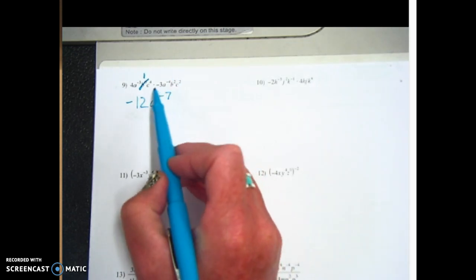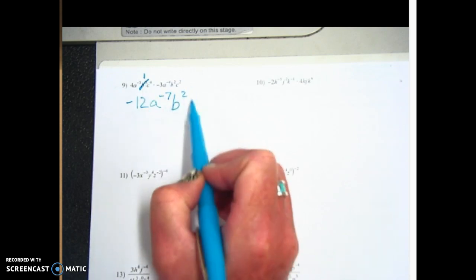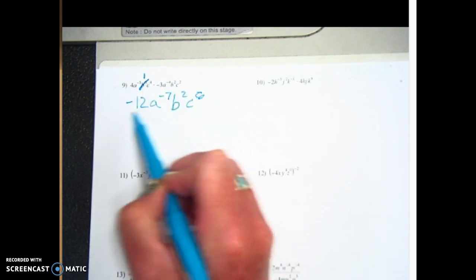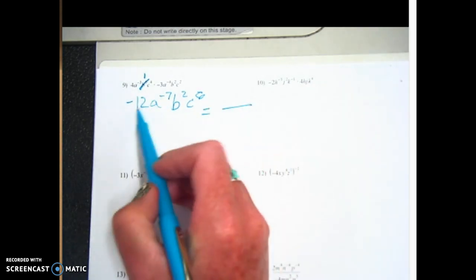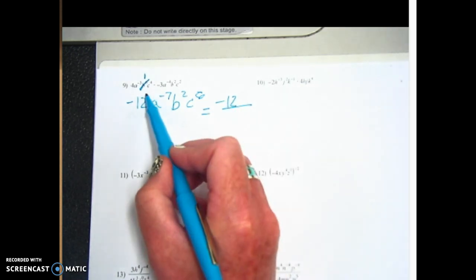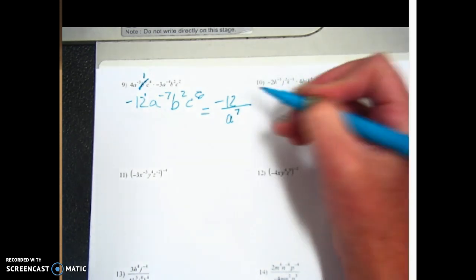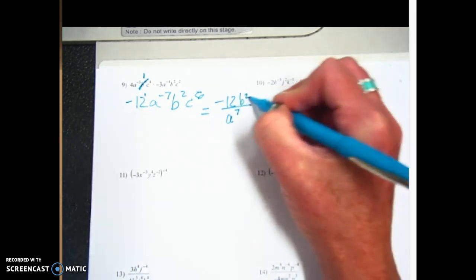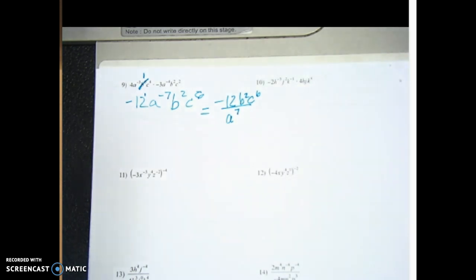So that's going to end up moving. I've got a b to the 2nd and a c to the 6th. So positive exponents are going to stay where they're at. Negative exponents are going to move. Negative numbers stay where they're at because their exponents are actually a 1, so they stay. A to the 7th to the denominator, b to the 2nd in the numerator, and c to the 6th in the numerator.